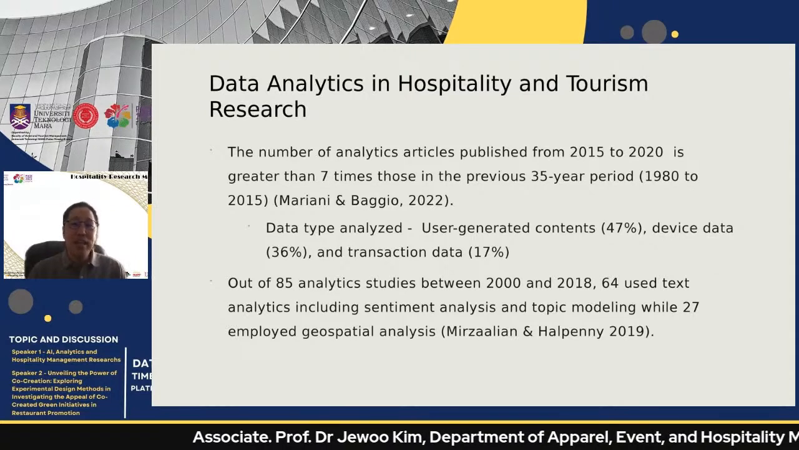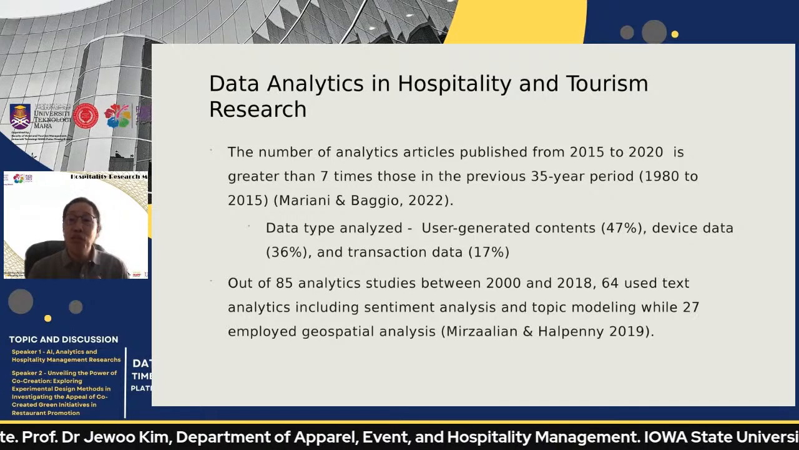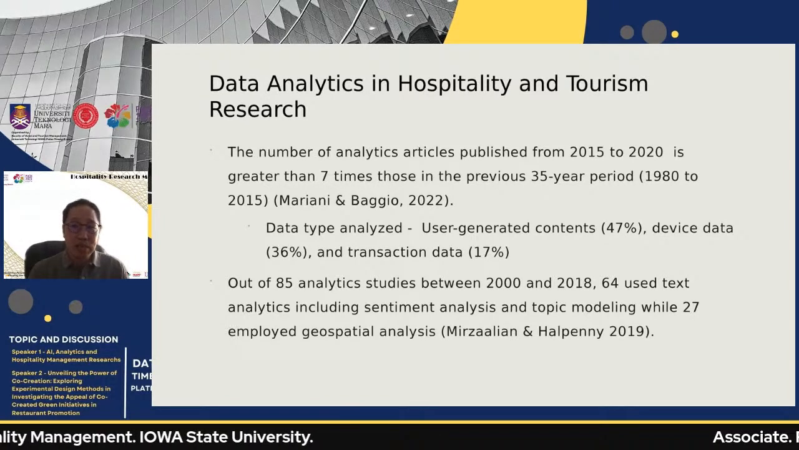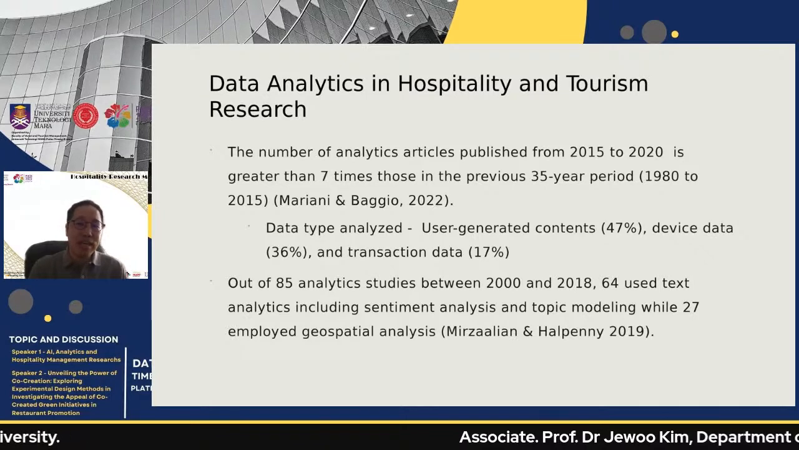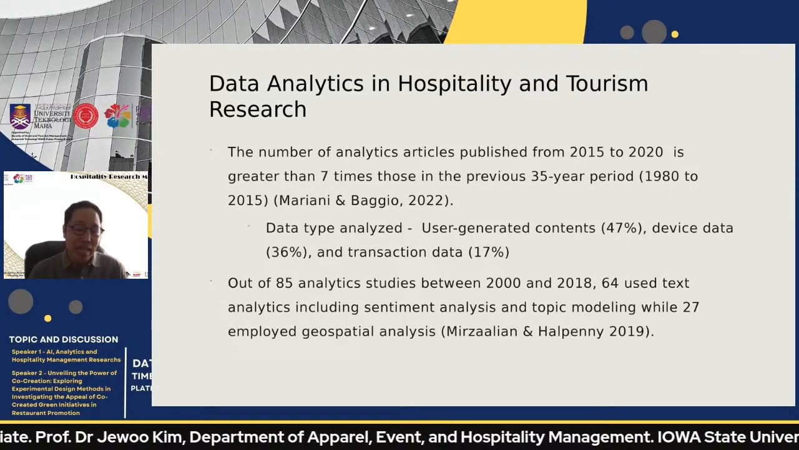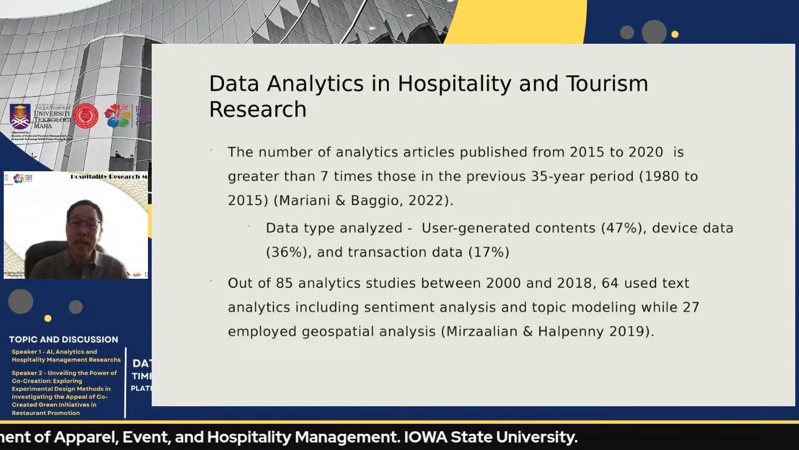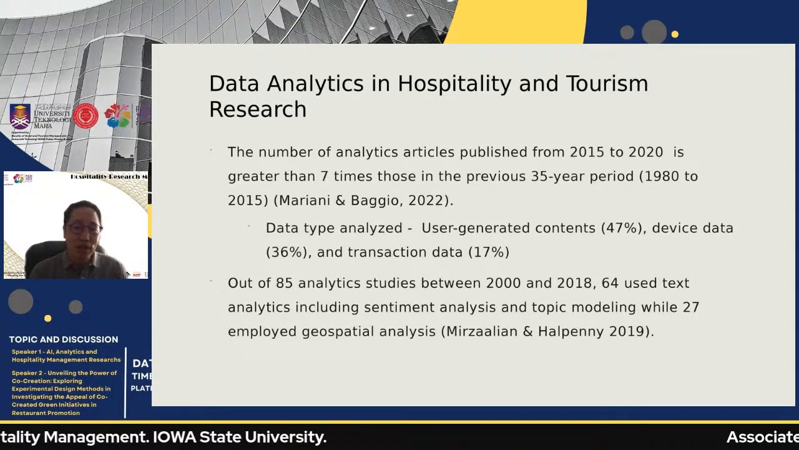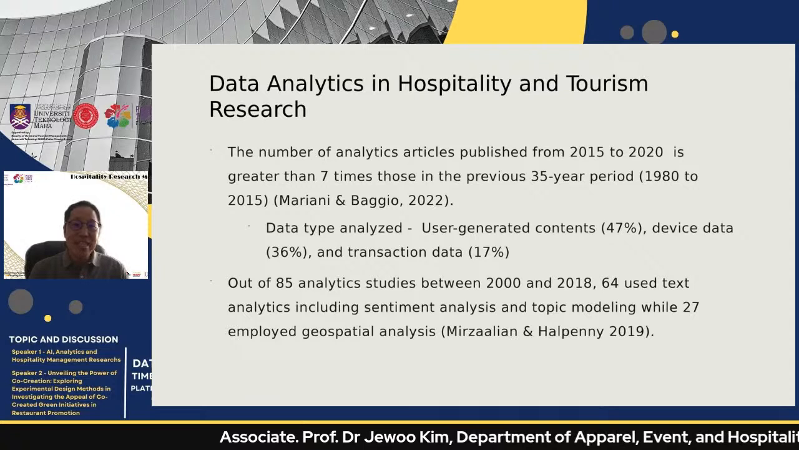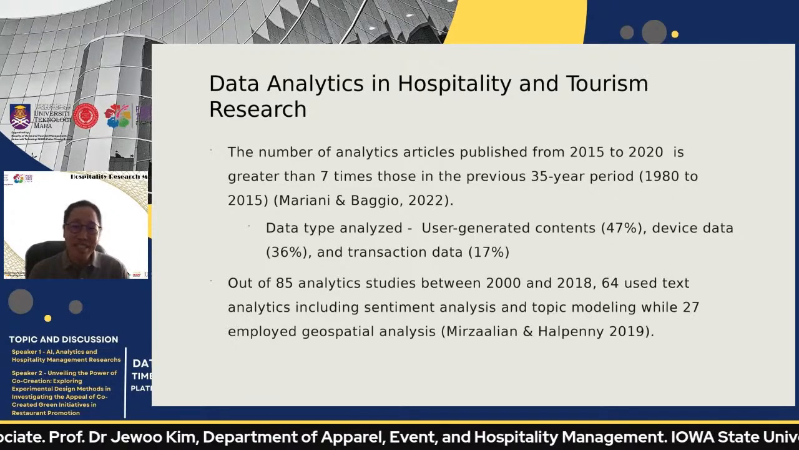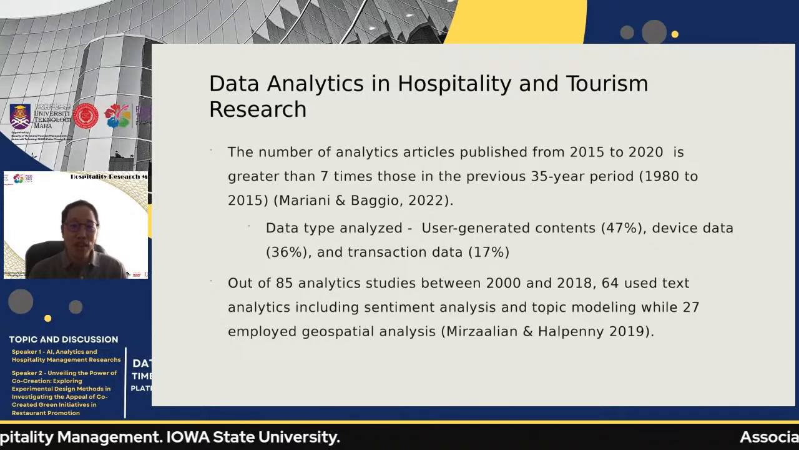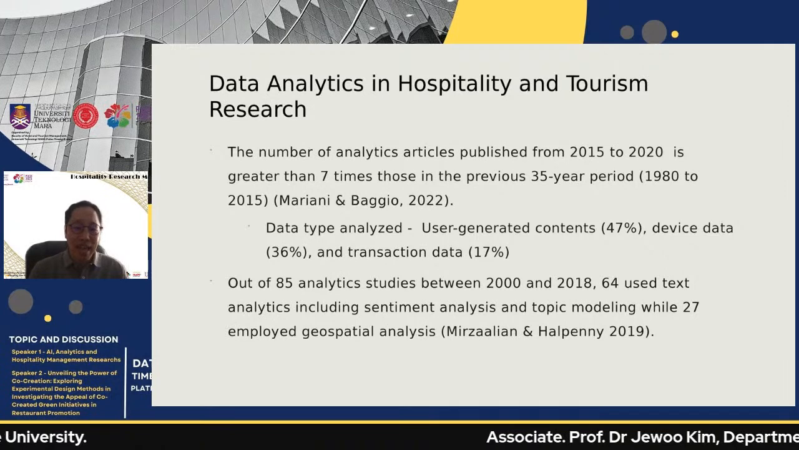They also investigated the data types analyzed, and 47% of papers used user-generated contents, which are online reviews, 36% device data, and 70% transaction data. Another research group found that out of 85 analytics studies between 2000 and 2018, 64 studies used text analytics, including sentiment analysis and topic modeling, and 27 studies employed geospatial analysis. With these analytics, we can notice one interesting fact: hospitality and tourism analytics research has primarily focused on analysis of user-generated contents, analysis of online reviews using text analytics.